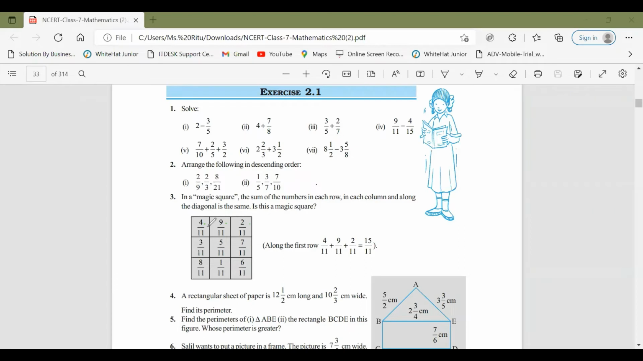Inka sum, sum means addition of these three. Ya fir column mein, ya fir diagonal mein, sabka same aana chahiye. Agar same aa raha hai, that means it's a magic square. So let's see, pehli row dekh lete hain, we'll see the first row.